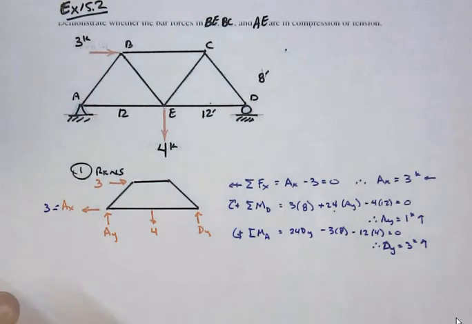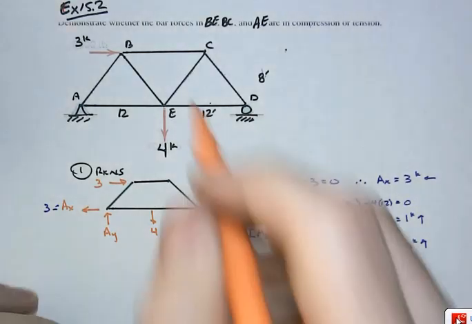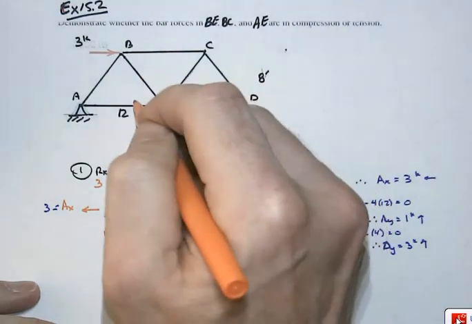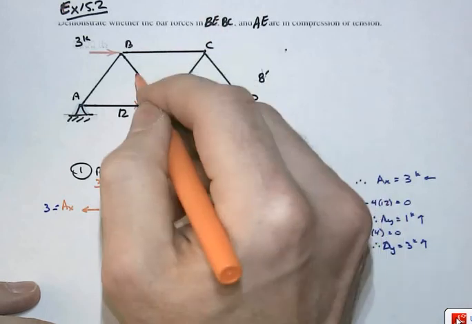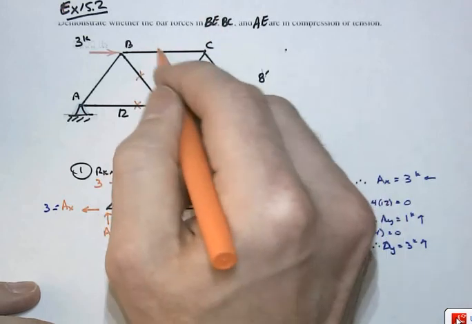In example 15.2, we're asked to demonstrate whether bar forces BE, BC, and AE are in compression or in tension. This suggests that we don't actually have to, unless it's necessary, go through and calculate numbers, but rather attempt to do so somewhat conceptually. The members again that we're after are AE, that's a bottom chord member, the diagonal BE, and the top chord member BC.